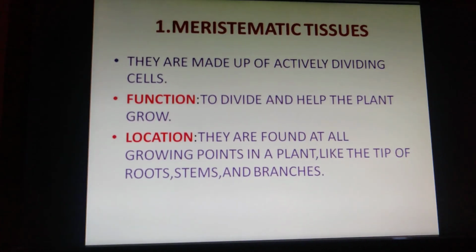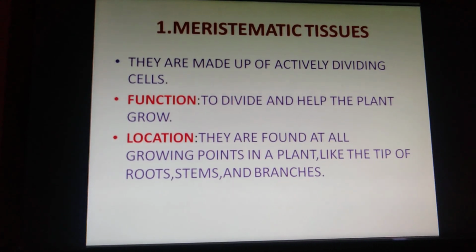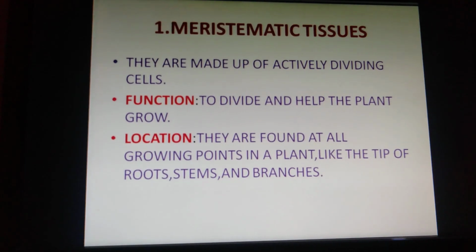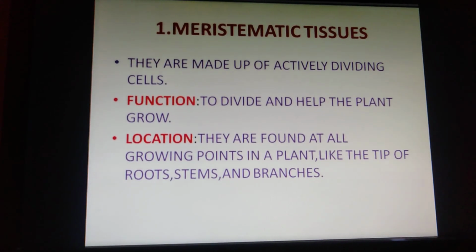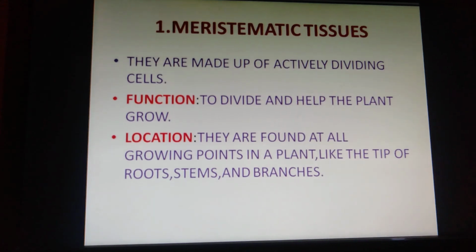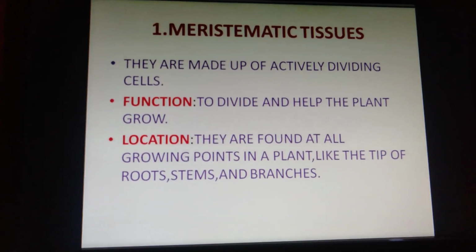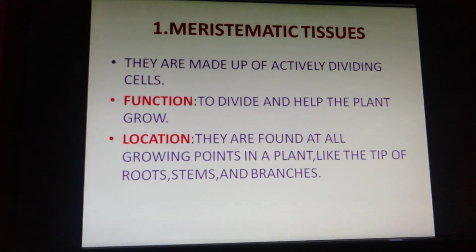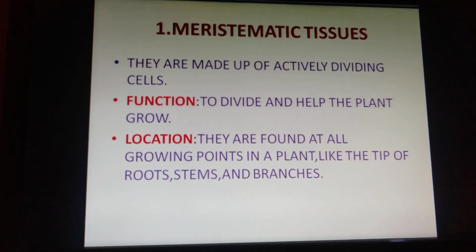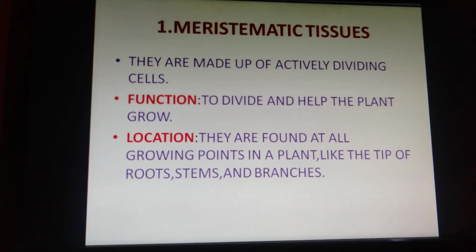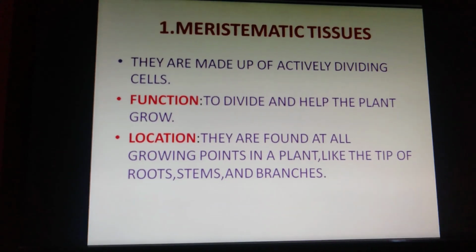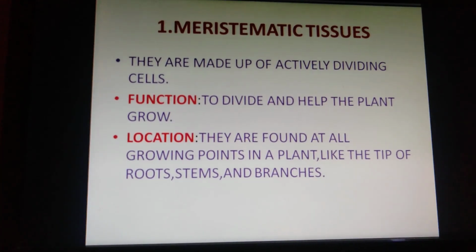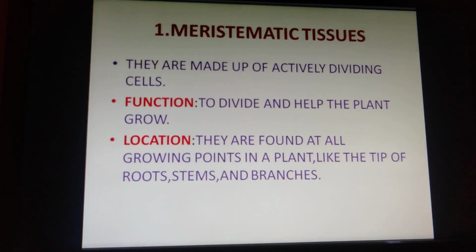For example, if you see a plant growing, how is it growing? Because of the meristematic tissue it is growing. You can see new leaves arising, a stem growing long, branches appearing, and under the ground you can see roots developing. All of these are because of meristematic tissues only.